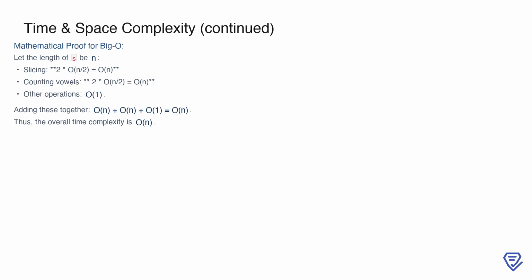Slicing the string involves two operations of O(n/2), which combine to O(n). Counting vowels also involves two operations of O(n/2), which again sum to O(n). Other operations, such as calculating the length of the string and comparing the vowel counts, are constant time operations, or O(1). Adding these together gives O(n) plus O(1), which simplifies to O(n). This reaffirms that the overall time complexity of the solution is O(n).